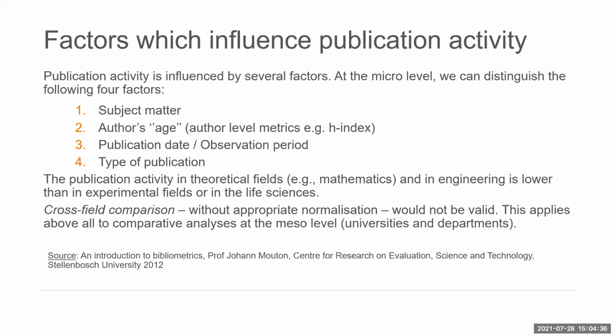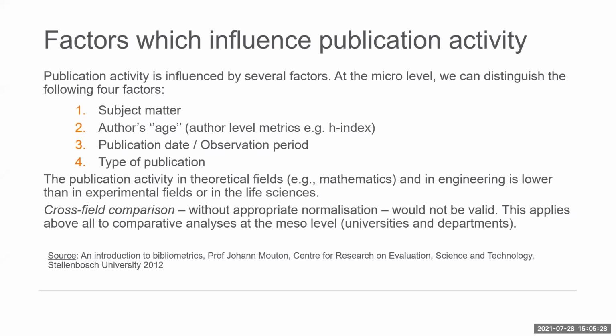Then this is relevant when it comes to authors. The author's age, not the real age, but the length of time that the author has been publishing, also has an influence, especially in terms of the H index, as I mentioned. Publication date is also important to take into consideration. When you're comparing metrics, keep in mind when it was published, because it takes time for an article to be cited. That can definitely have a huge influence on the number of citations, and in some subject areas it takes much longer for publications to be cited than in others.